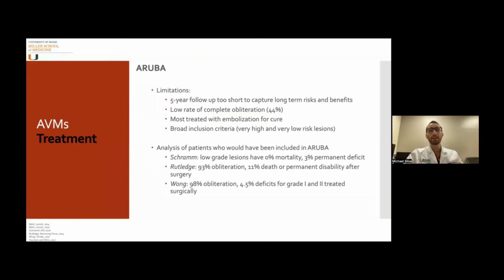A couple of follow-up studies have taken the inclusion criteria for ARUBA and applied them to other patient groups. A couple of them basically show for low-grade lesions when taken to surgery, very low mortality, very low morbidity, and a very high rate of obliteration. So the takeaway is if you select the right patients, especially low-grade, Spetzler-Martin AVMs, surgery can lead to high obliteration, certainly higher than they had in their study, with low morbidity and mortality.